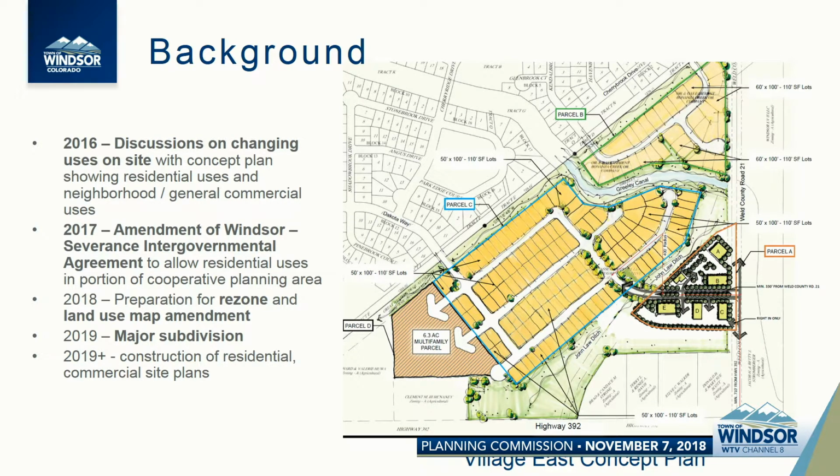After those conversations, the Town Board talked to the Severance Town Board. They had an IGA in the area regarding what can go on there. Both mutually agreed that the cooperative planning area would be allowed to have residential uses in portions of it, and this is one of the portions that was allowed to have residential. So based on those discussions, the amendment to the Windsor Severance Intergovernmental Agreement to allow such uses, this is the next step, preparing for the rezone to allow for the residential. And then later on, we'll do the land use map amendment to support that.